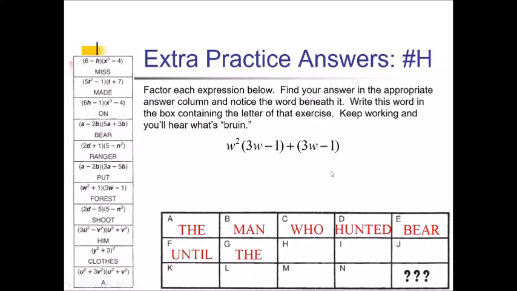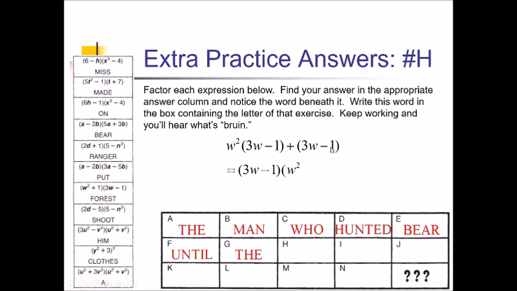Now we're moving on to the second set of problems, H through N. These are a little bit trickier in some ways, I guess. So for this one, we've got a common factor of 3w minus 1 that we're taking out. But now here's where it gets tricky. So the w squared, definitely that's left over. But what about this other one, right? I don't see any number out in front of the parentheses.